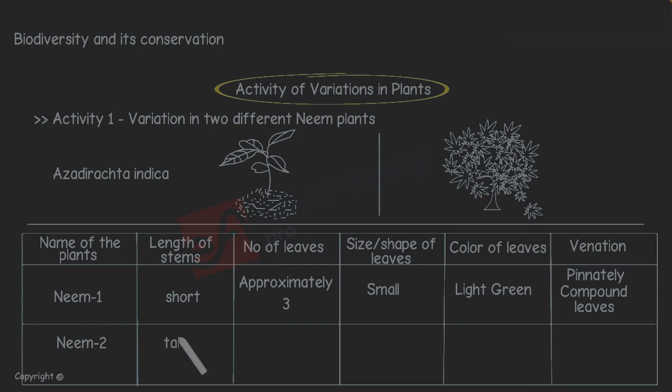Name of the plant: Neem 2. Length of stems: taller. Number of leaves: approximately 30 to 40. Size or shape of leaves: big. Color of leaves: dark green. Venation: palmately compound leaves.